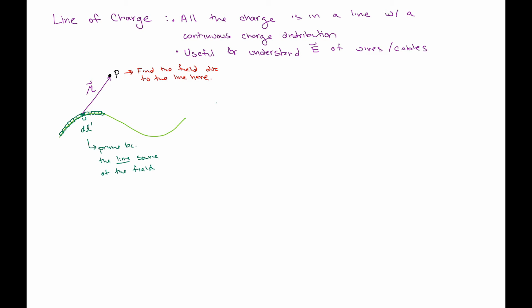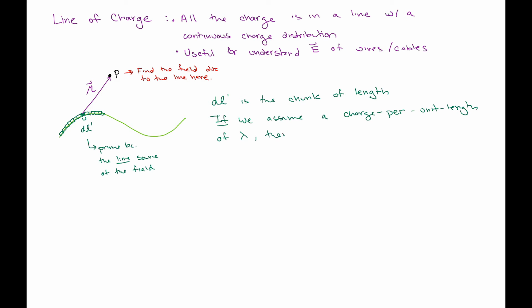Okay, let me write over here. dl prime is a chunk of length. Okay, so if we assume a charge per unit length of lambda, then I can say that lambda is going to be equal to dq over dl. I could also say that dq would be equal to lambda dl.